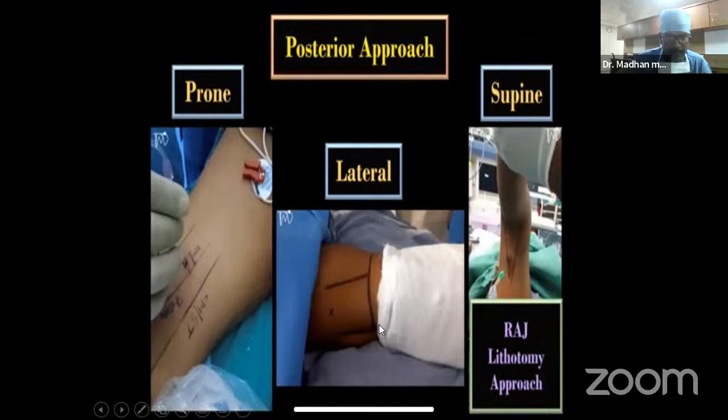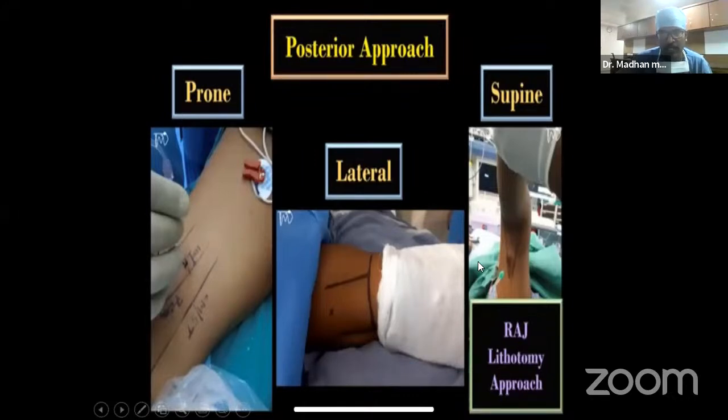This is the biceps femoris, the semitendinosus, and the semimembranosus muscle, and the needle entry point is 7 to 9 centimeters from the popliteal crease. And this is a Raj approach, or a Raj supine or lithotomy approach.